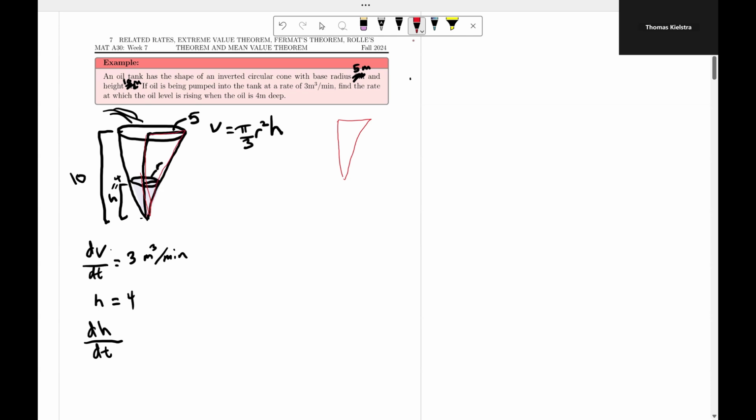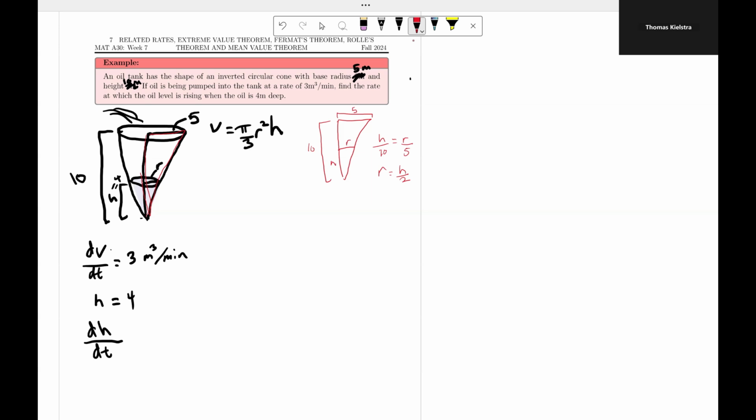Okay. And if we write that triangle, we'll notice something interesting. This length is h, whereas this length is 10, and this is r, and this piece is 5. Because we have a similar triangle, h over 10 equals r over 5. So r equals h over 2. Because we're solving for dh by dt, we don't want to replace h with r.